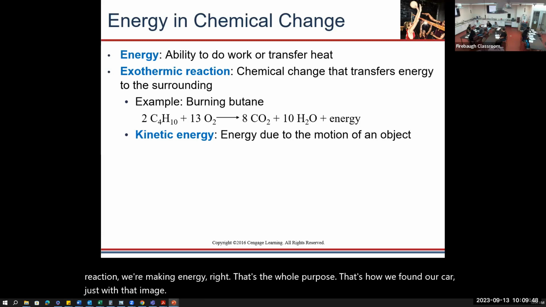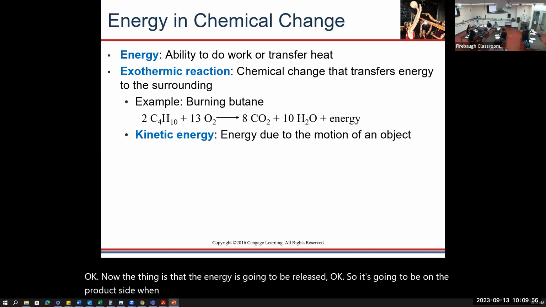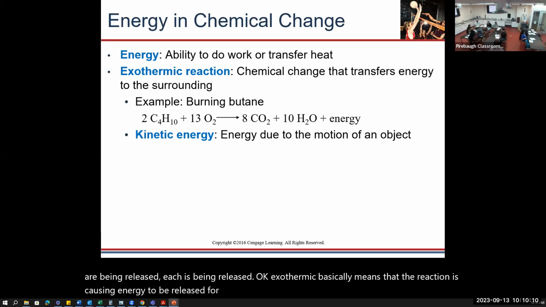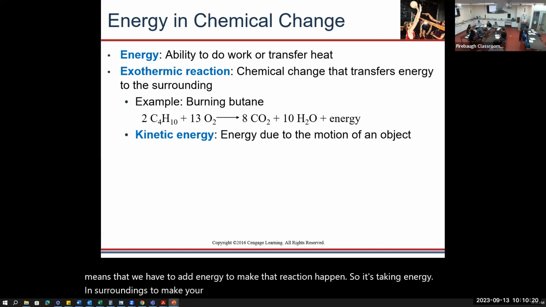Okay, now the energy is going to be released, so it's going to be on the product side. When energy is released, we call that exothermic, meaning temperature is being released, heat is being released. Exothermic basically means the reaction is causing energy or heat to be released. Now if it's endothermic, that means we have to add energy to make that reaction happen. It's taking energy from the surroundings to make the reaction happen. That's an endothermic reaction.